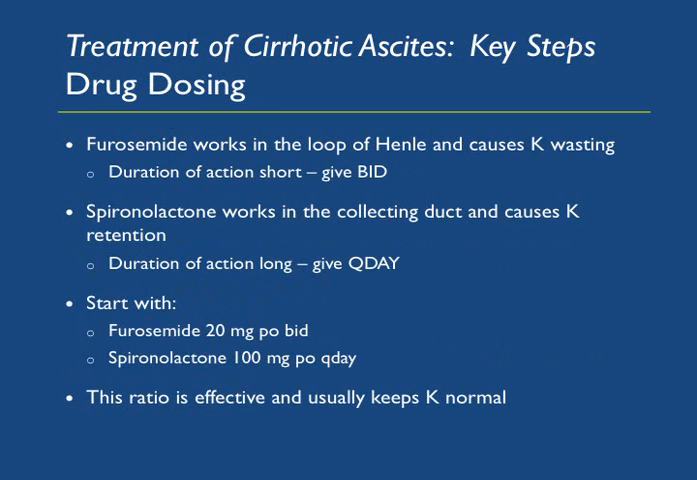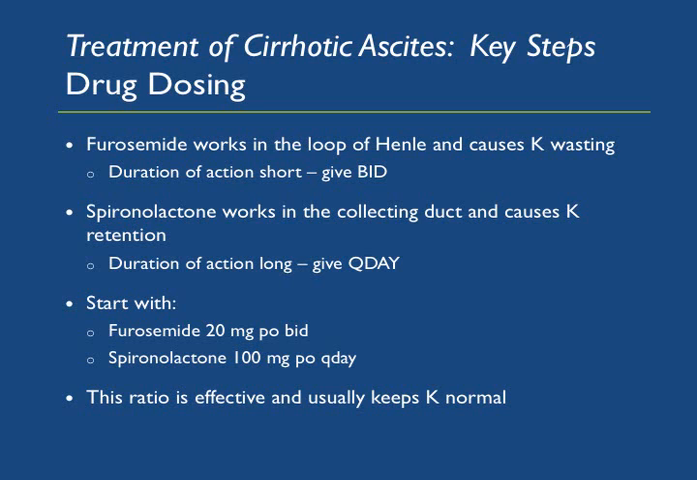The next key step is finding the right drug dosage. Furosemide works in the loop of Henle and causes potassium wasting. The duration of action is short, so we give this twice a day. Spironolactone works in the collecting duct and causes potassium retention. Its duration of action is long. It can be given once a day.